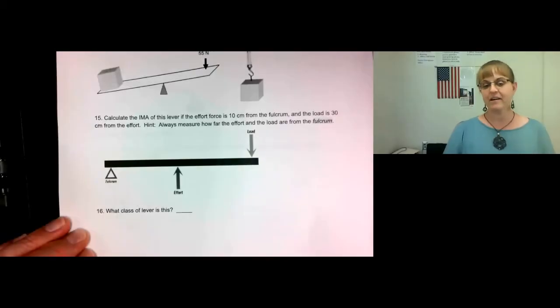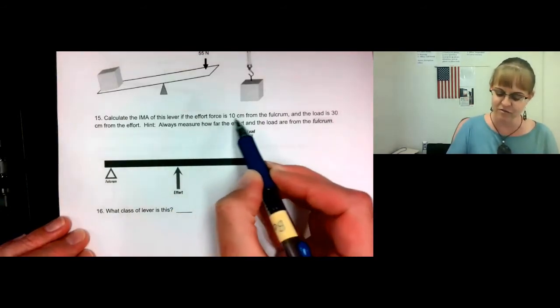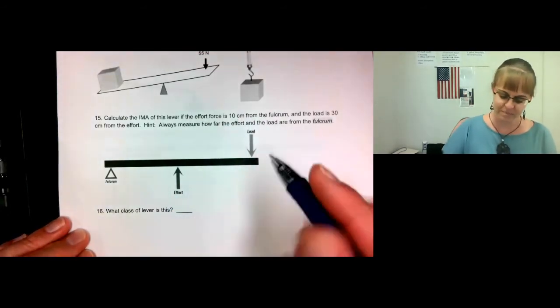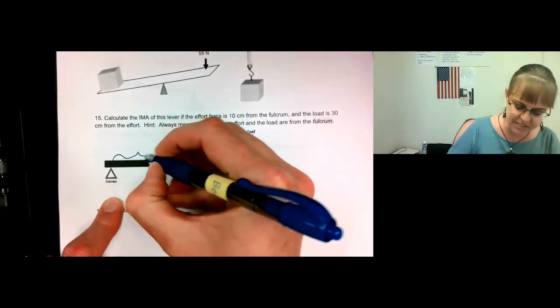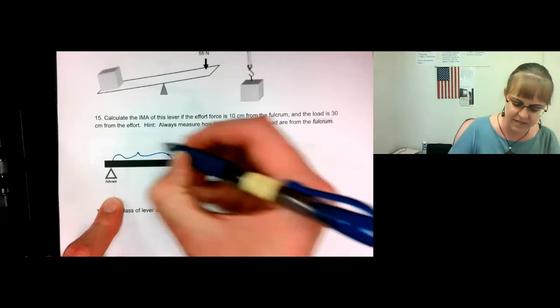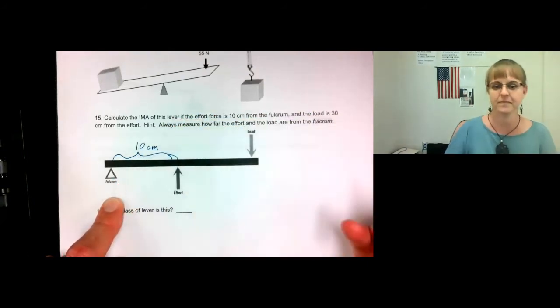Number 15, calculate the ideal mechanical advantage of this lever if the effort force is 10 centimeters from the fulcrum and the load is 30 centimeters from the effort. Hint, always measure how far the effort and the load are from the fulcrum. Okay, what in the world does this mean? First, the effort force is 10 centimeters from the fulcrum. There's your effort, there's your fulcrum. So this distance here is 10 centimeters.